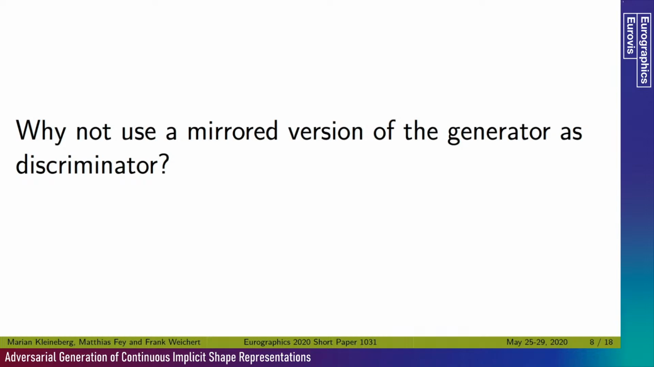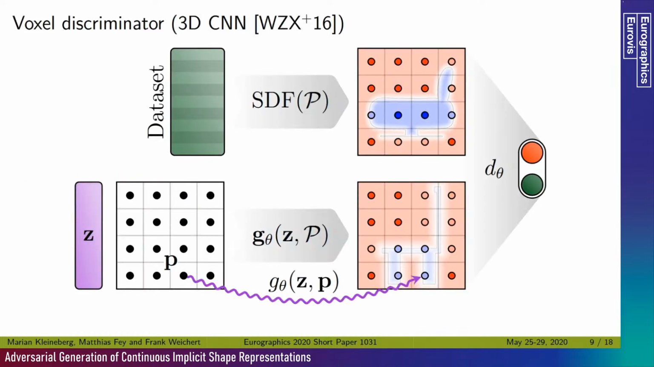And if we show that to a generator network, it can't decide if this belongs to a realistic shape or not, because it's missing the context. So we need to find a way to provide context to the discriminator. And in our work we propose two different discriminator networks that can be used in our GAN. The first one is a voxel discriminator, and that is a 3D CNN.